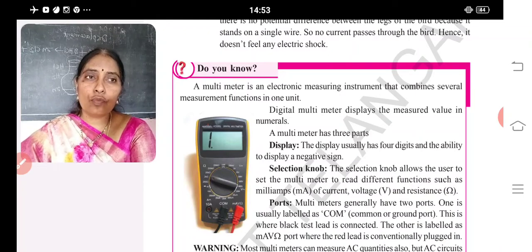The display usually has 4 digits and the ability to display a negative sign. Okay. Selection knob. The selection knob allows the user to set the multimeter to read functions such as milliamps of current, voltage and resistance.